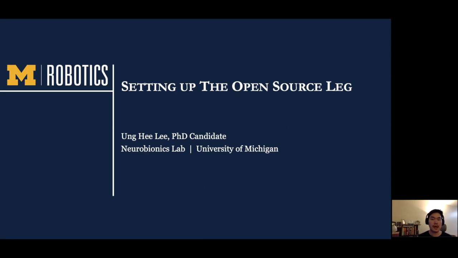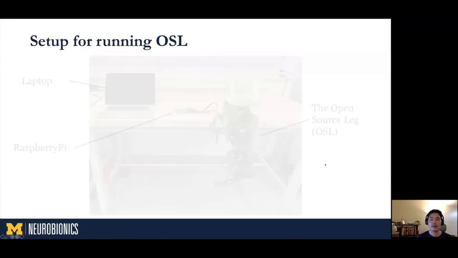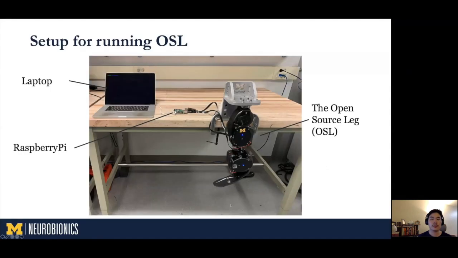For this video, I will give a brief introduction of the open source leg and go through the setup required for running the leg. In this demonstration, we will assume the assembly of the open source leg is completed. The setup includes a laptop, a small board computer, which we use the Raspberry Pi, and the OSL. To clarify, the Pi is fully controlling the OSL, while the laptop is just being used for interfacing with the Pi.